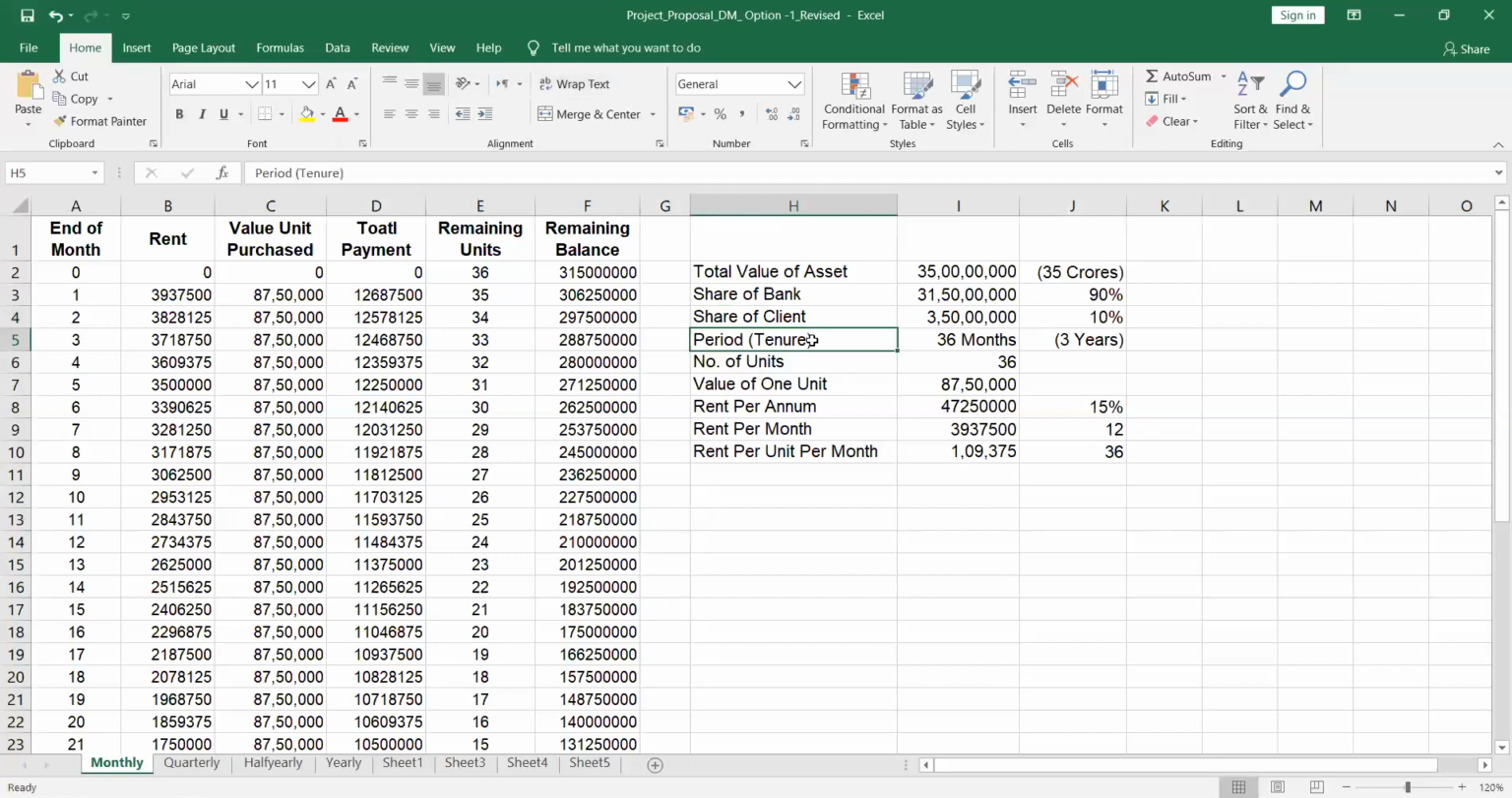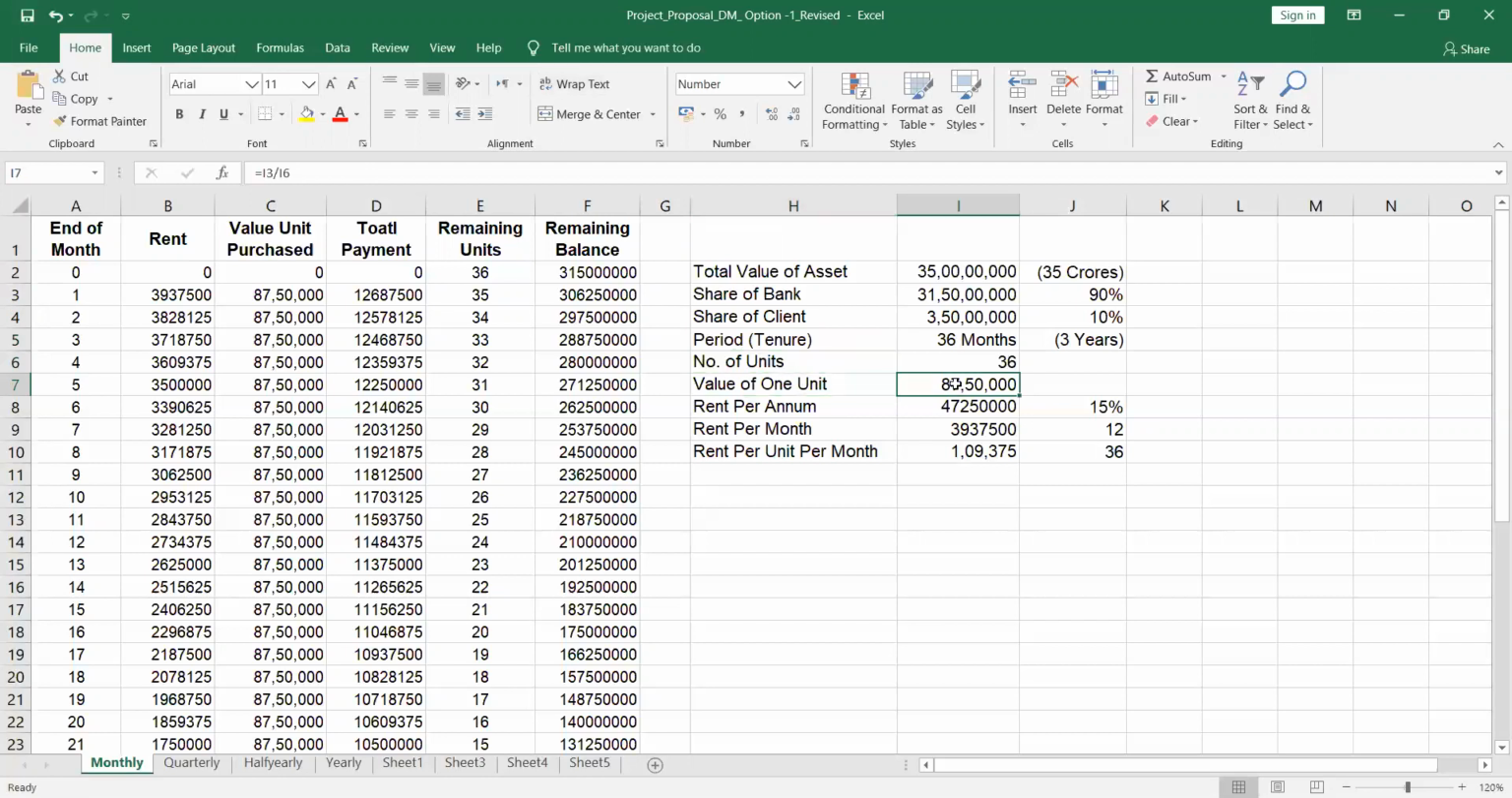The period has been agreed between the two parties: within 3 years, the customer will purchase the share of the bank. 36 months has been agreed, so the number of units is 36. Now, the value of 1 unit. How to calculate the value of 1 unit?